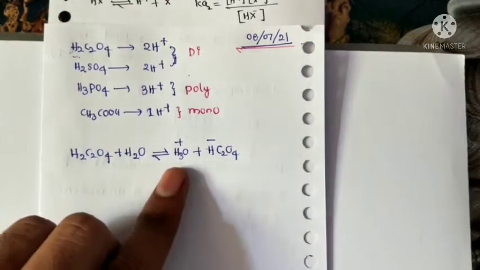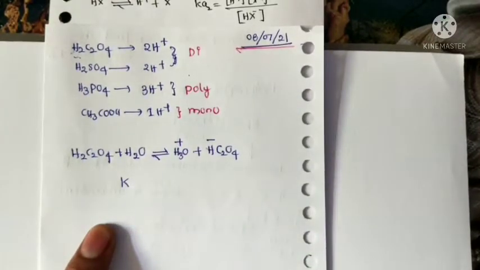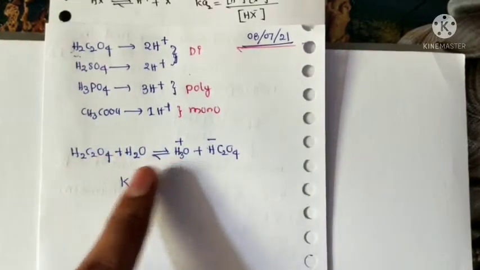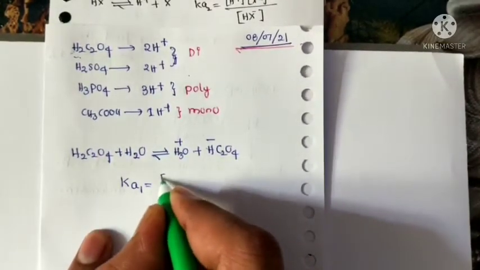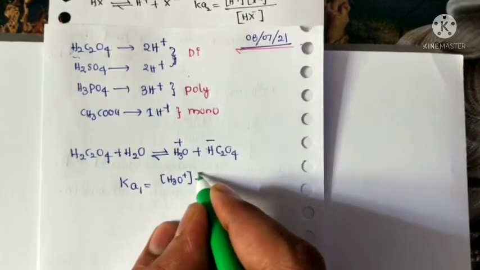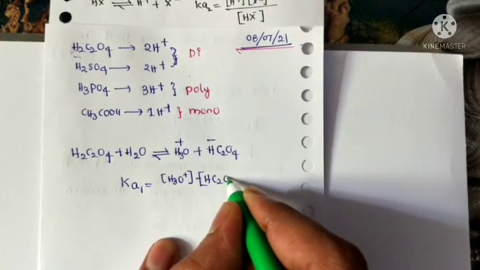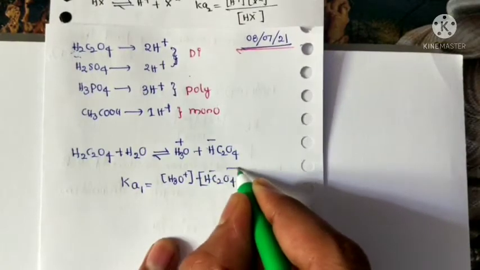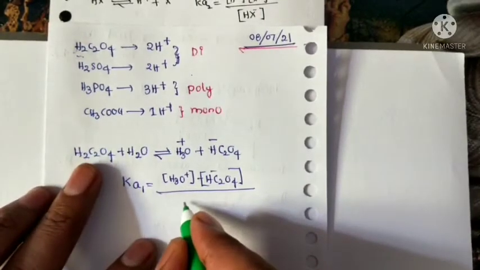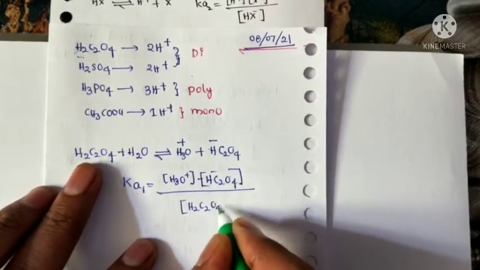Okay, so after removing one proton, now we can write the ionization constant of oxalic acid, that is Ka1, because one proton is removed. Here, what is the concentration? The hydronium ion concentration and the concentration of hydrogen oxalate ion, H3O plus concentration, divided by the concentration of oxalic acid, that is H2C2O4.